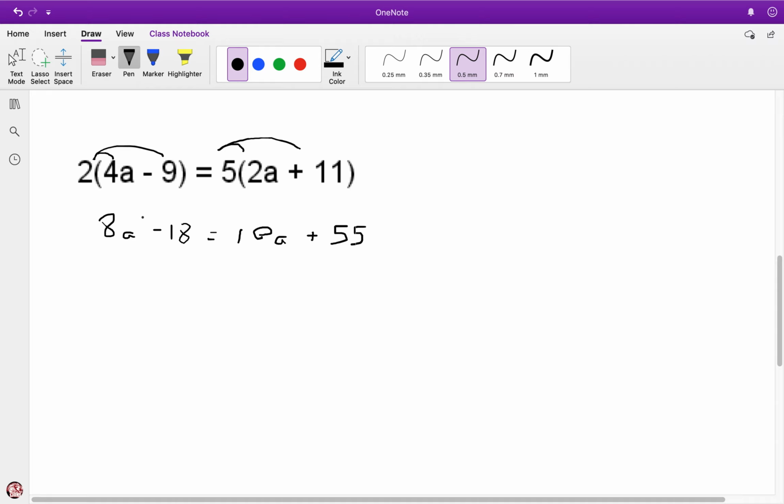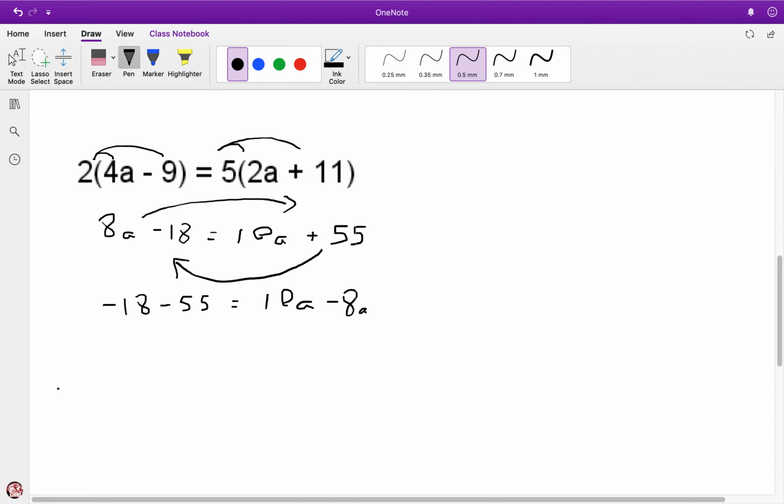So let's move this over here, and then move this over here. I like to write what's there already. So negative 18 is already here. And it's a plus 55 on that side, so it's going to become a negative 55 on that side. Equals, now 10a is already over here. It's going to be minus 8a. So 18, that's going to be 73 if I'm not mistaken.